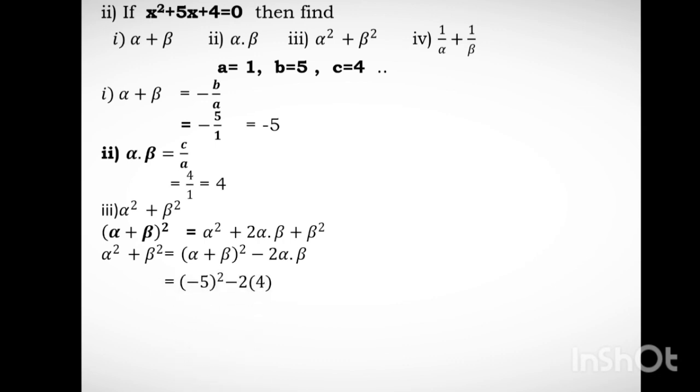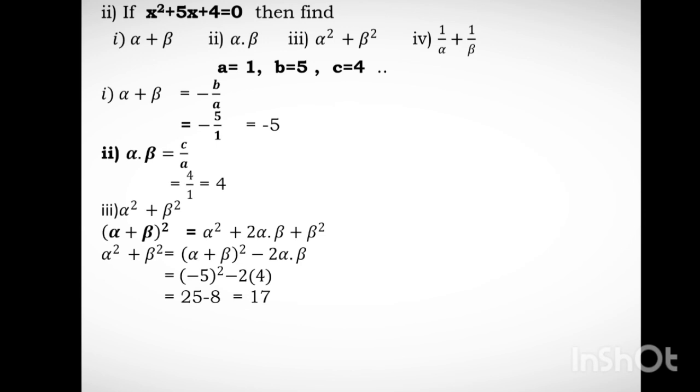We got alpha plus beta is equal to minus 5 if you see from the first equation. So minus 5 whole square minus 2 times alpha into beta. What is alpha into beta? From the second equation we got 4. So you get 25 minus 8, that comes to 17.